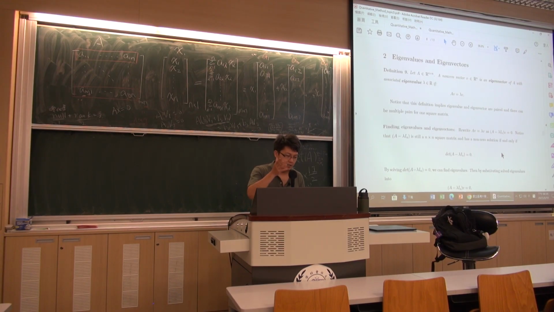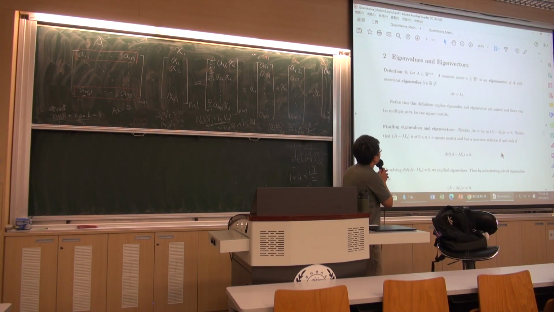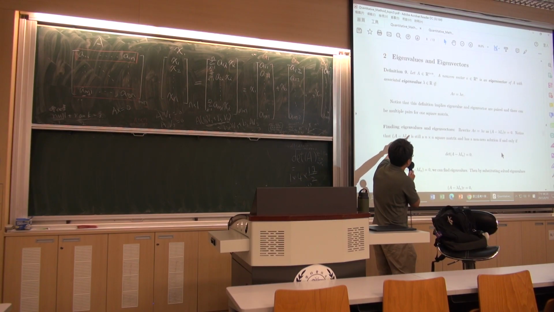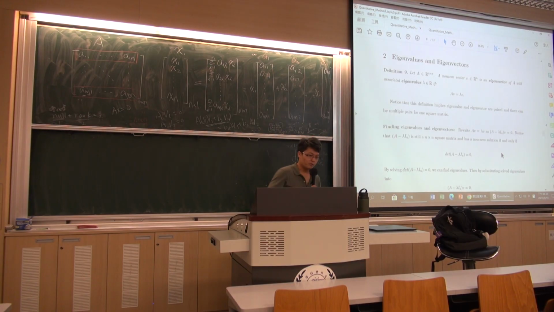Right. Let's take a look at the definitions here. We have a matrix A, n by n, and we also have a non-zero vector v. That v is an eigenvector if it has a corresponding eigenvalue lambda, such that we can write it this way. So how do we find the eigenvalue and eigenvectors?